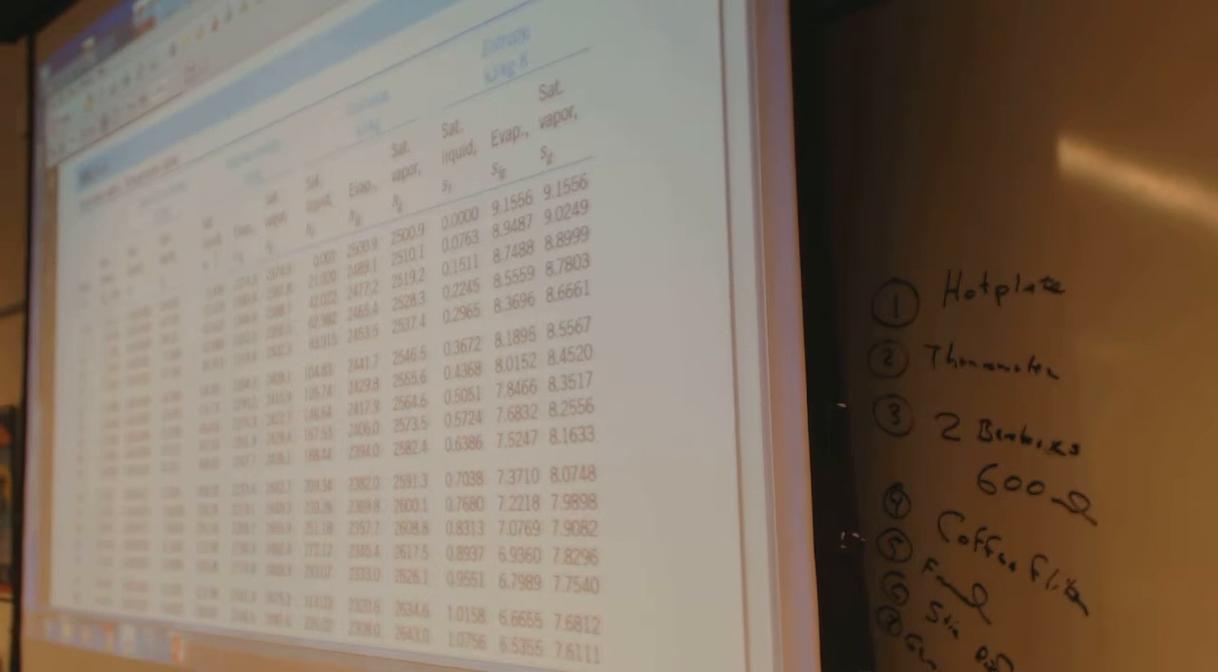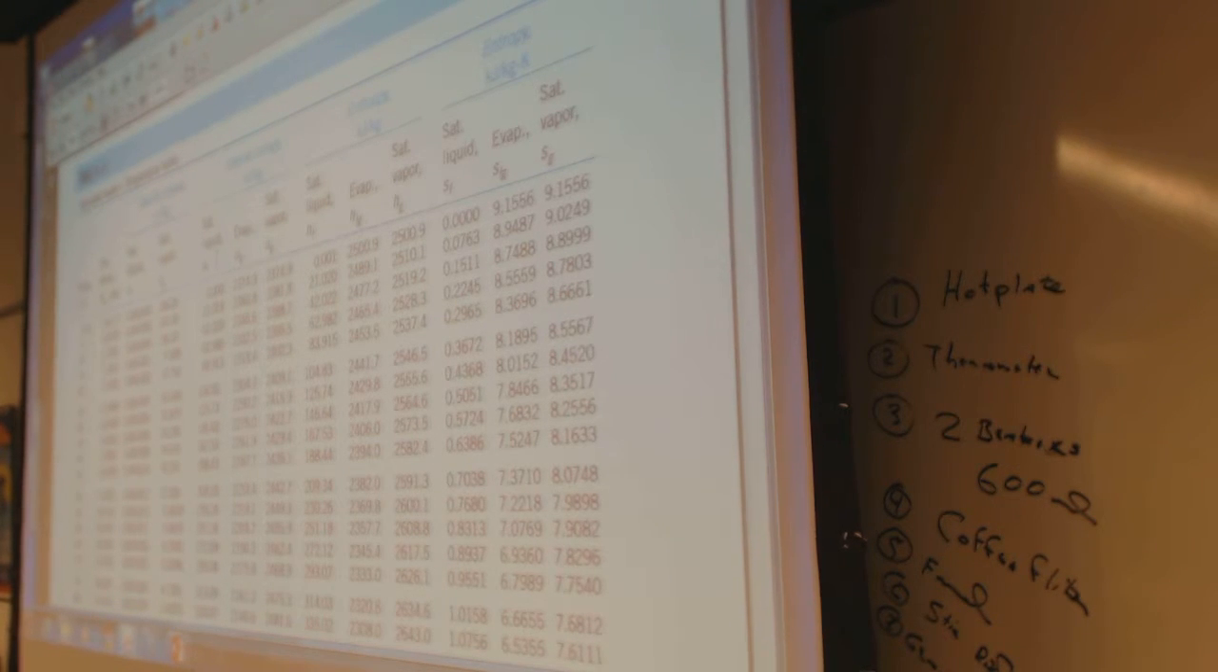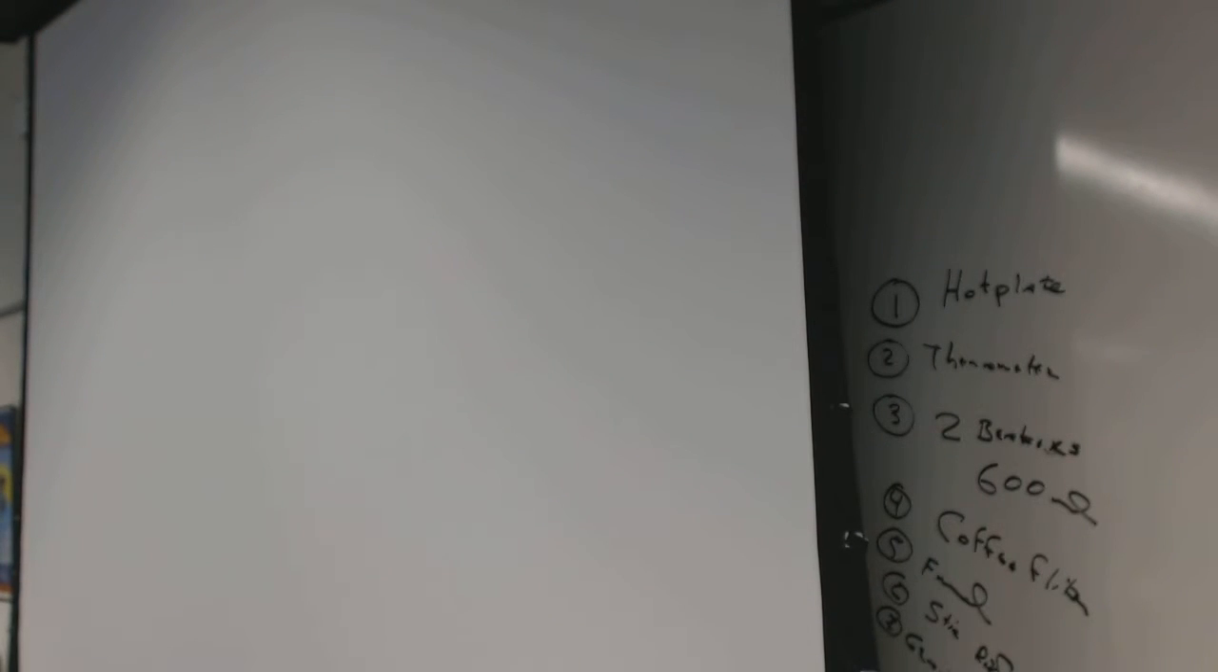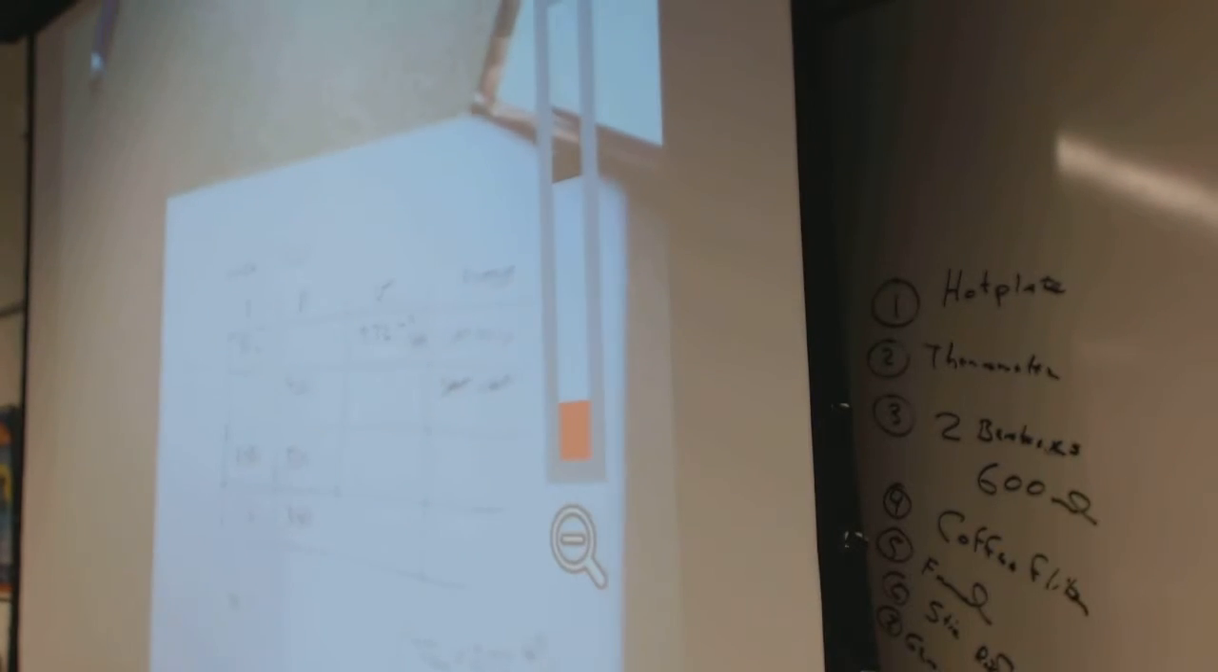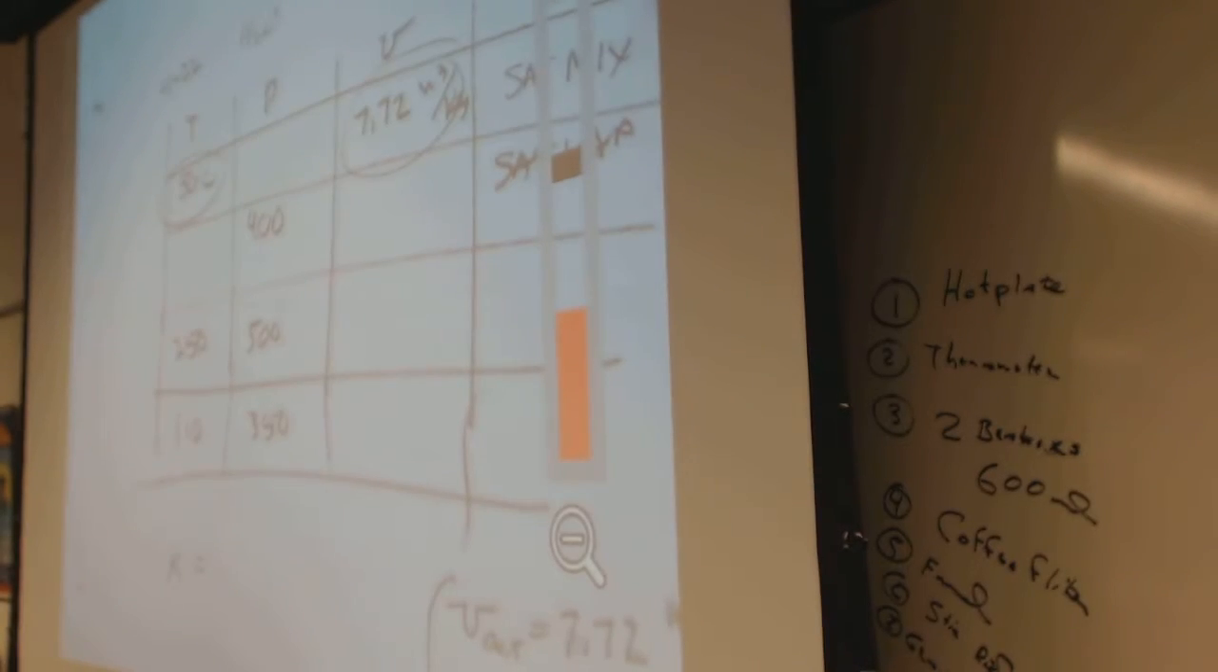But so here's, let me get the numbers down. 7.72, 1.001008, is it? 10, 12. And 12.026. And those are all meters cubed per kilogram. Yep, I'm just getting them down. So that's what we got going.